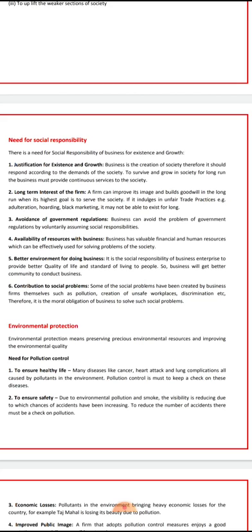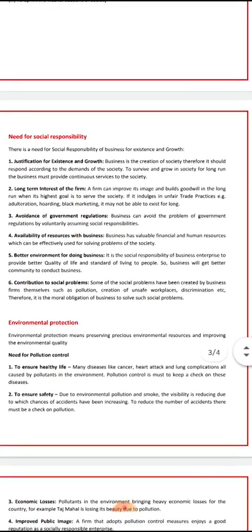The next point is availability of resources with business. A business has valuable financial and human resources which it can use for solving problems of the society. The next point is better environment for doing business. It is the social responsibility of a business enterprise to provide better working conditions and better quality of life and standard of living to the people. So business will get a better community to conduct business.